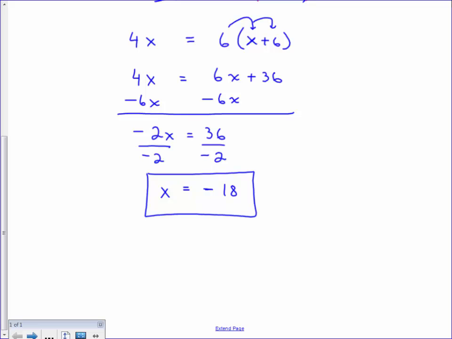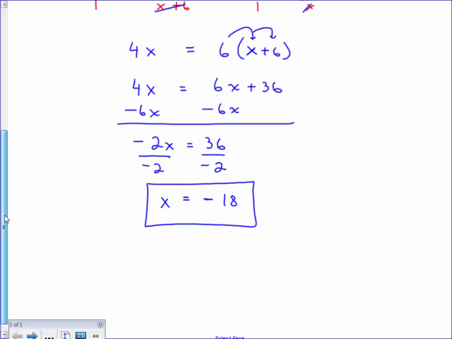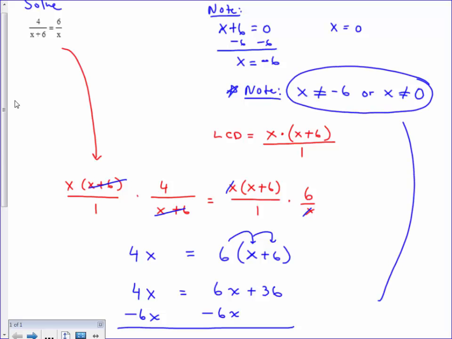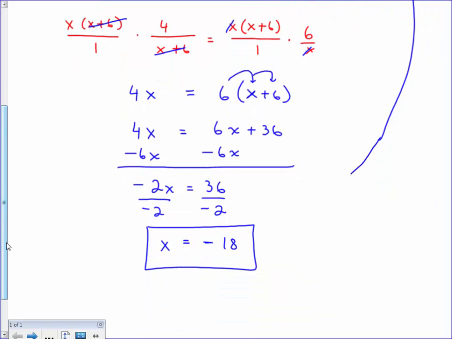Before we say for sure that this is our solution, we need to make sure to go back up and look at our note. These are the values that x cannot equal. And so we go back down and make sure that the x that we got here is not one of those values, which it is not in this case. So this is an okay solution.